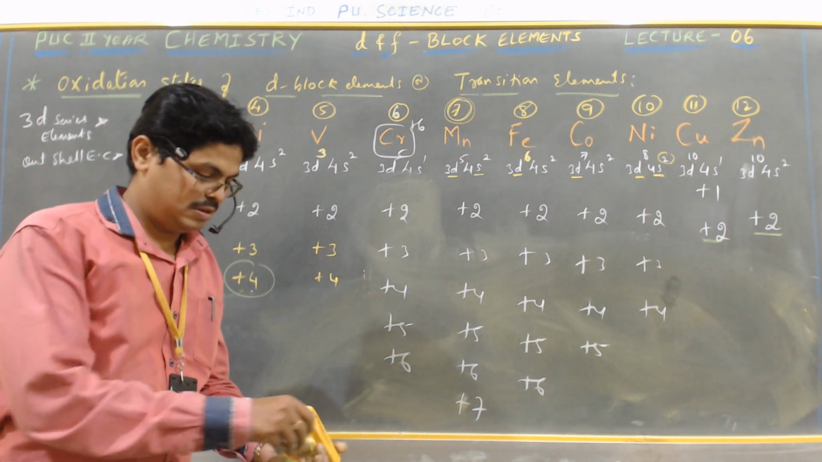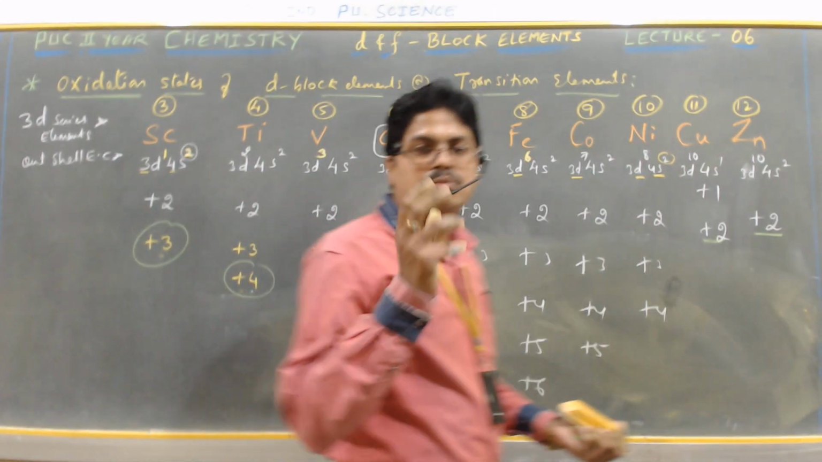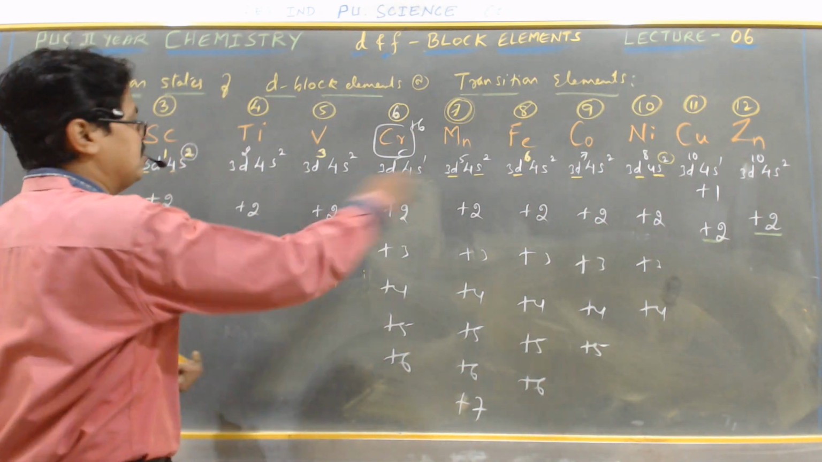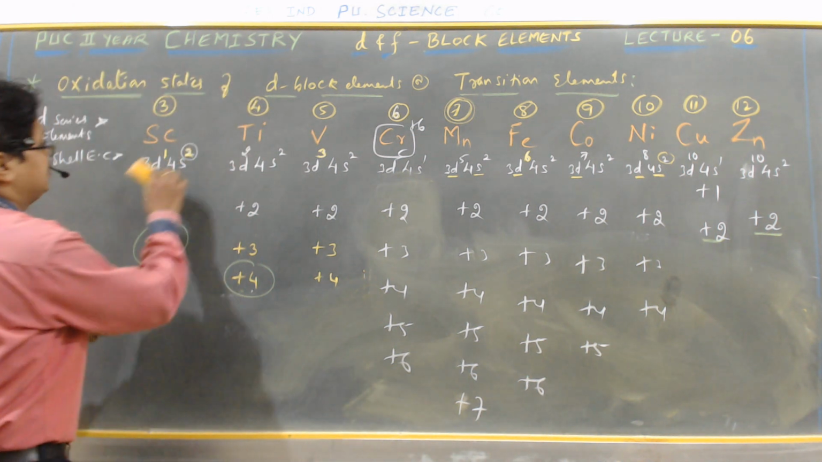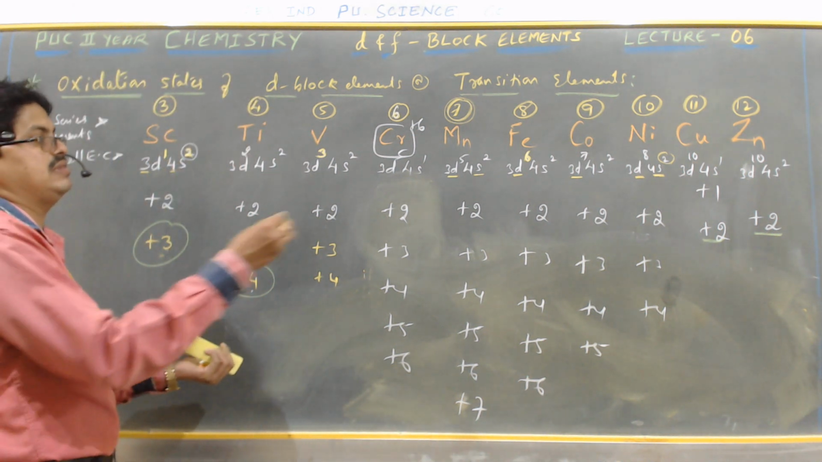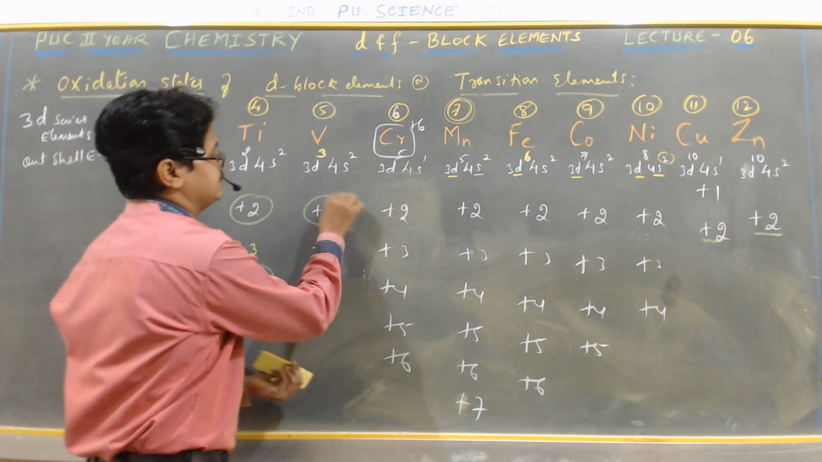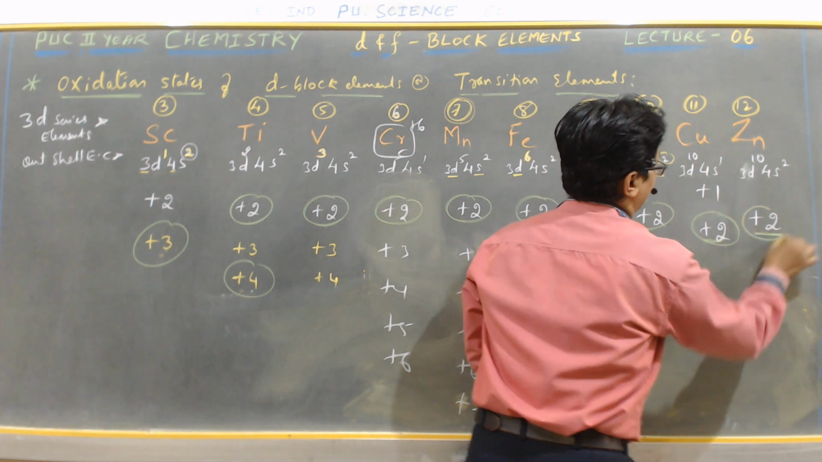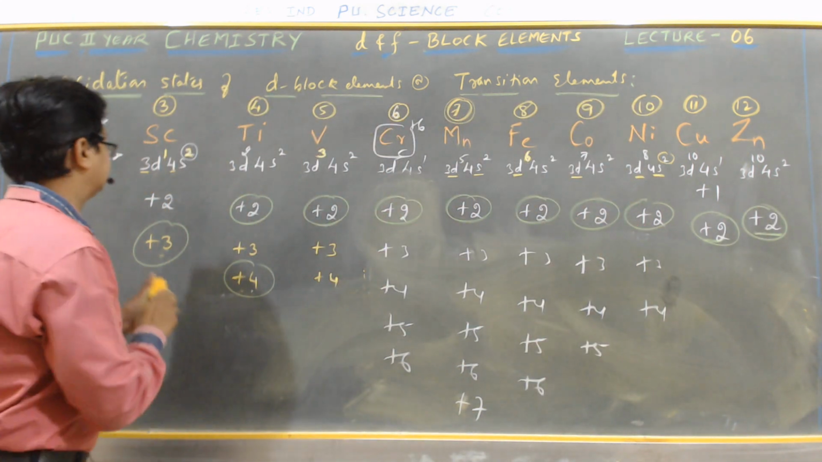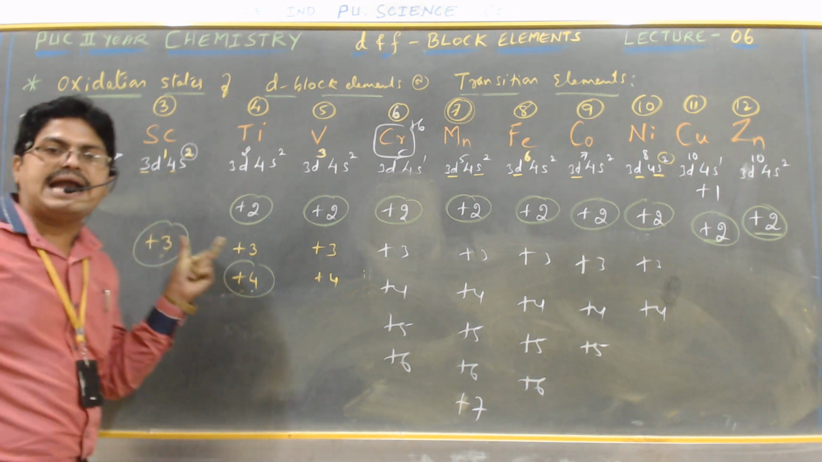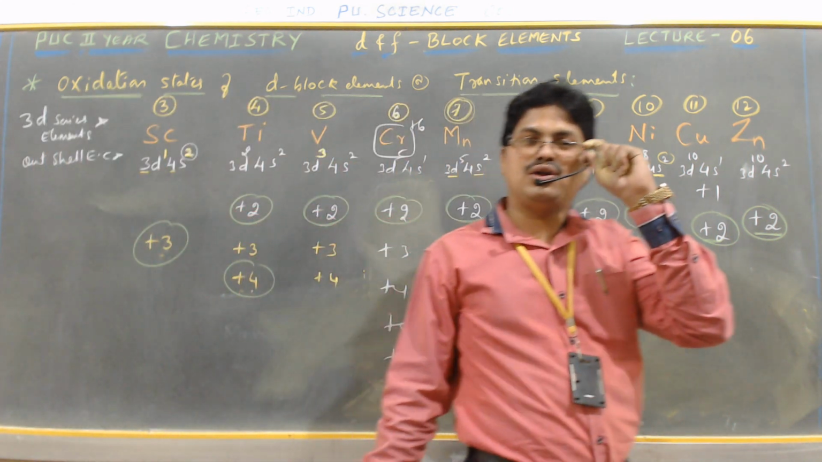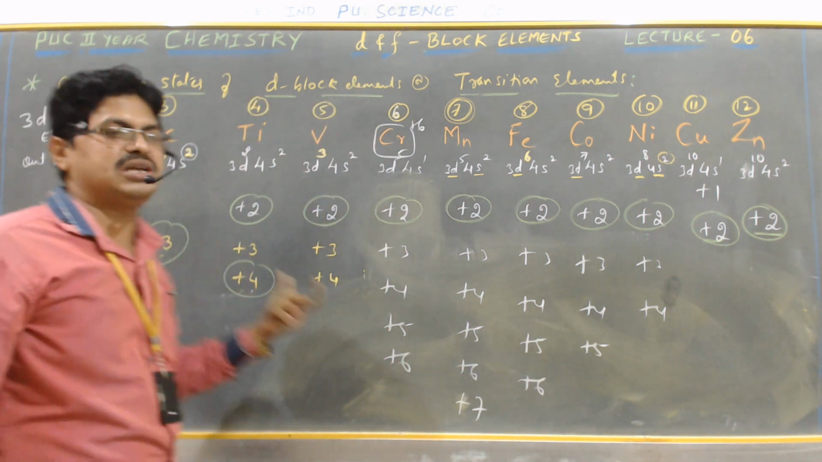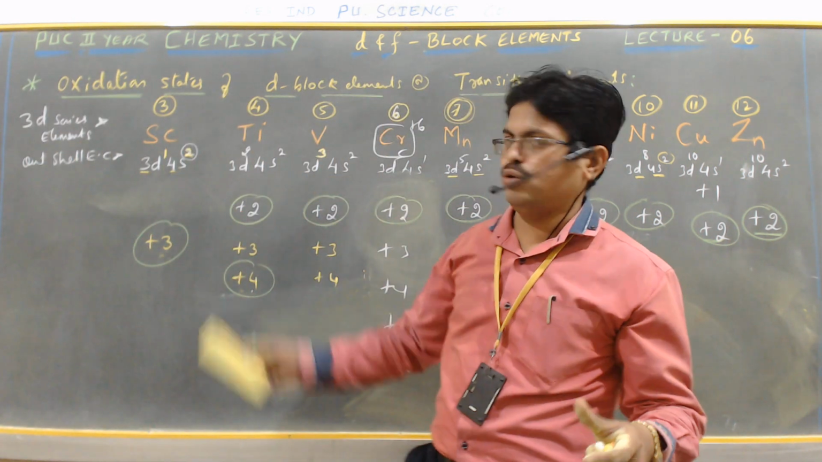Look at now. Among them, the most common oxidation state exhibited by these elements: all the elements except scandium exhibit plus 2 oxidation state. It is common with respect to all the 3d series elements except scandium. In scandium, plus 2 oxidation state is virtually unknown. The compounds of plus 2 oxidation state of scandium are virtually unknown. Okay, fine.